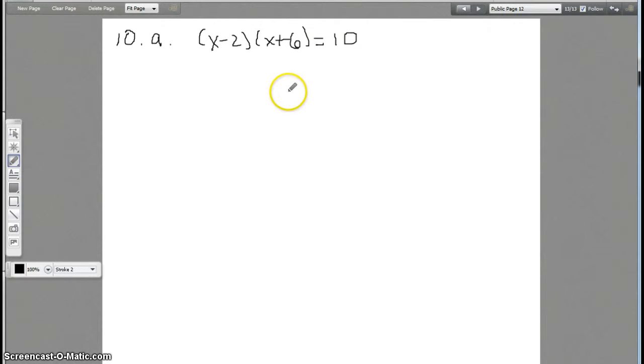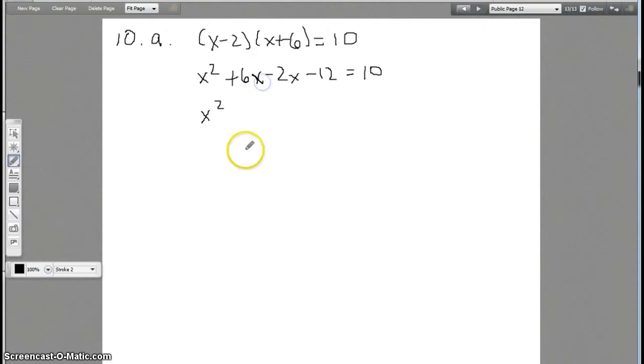Now we cannot use the square root method here because we don't have a square on the left side. What we need to do first is multiply out our left side. X times x is x squared. X times 6 is 6x. Negative 2 times x is negative 2x. And negative 2 times 6 is negative 12. And then that equals 10. So on my left side, I'm going to end up with x squared.